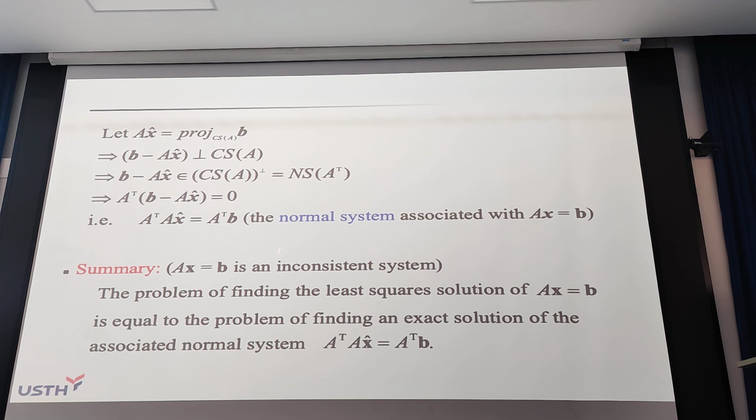So I summarize by saying, in order to find the least square solution of that, we need to find x hat satisfying that one. And that system, we know exactly that the system is consistent. We can always find x hat satisfying that one. So that is a summary of things.